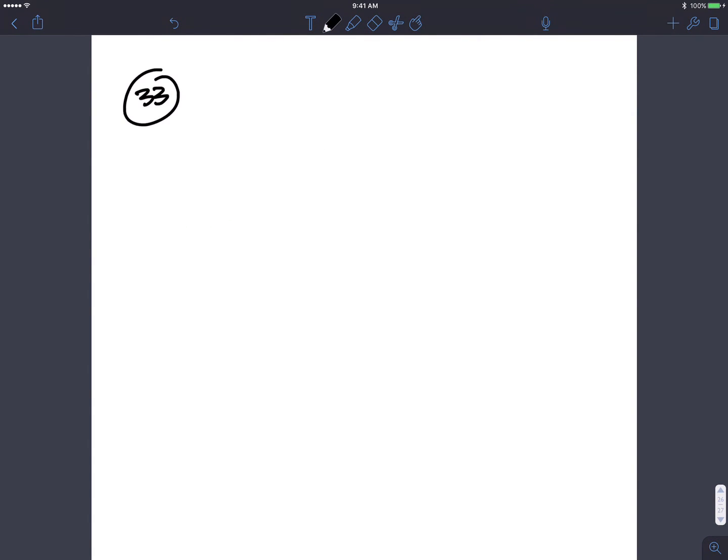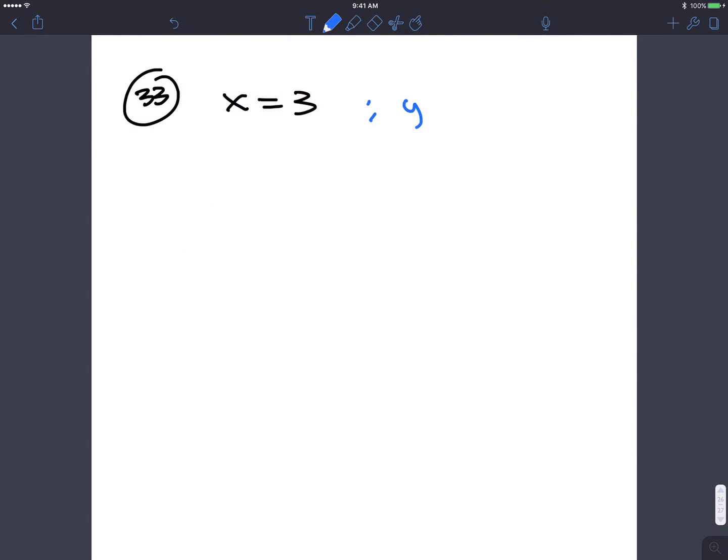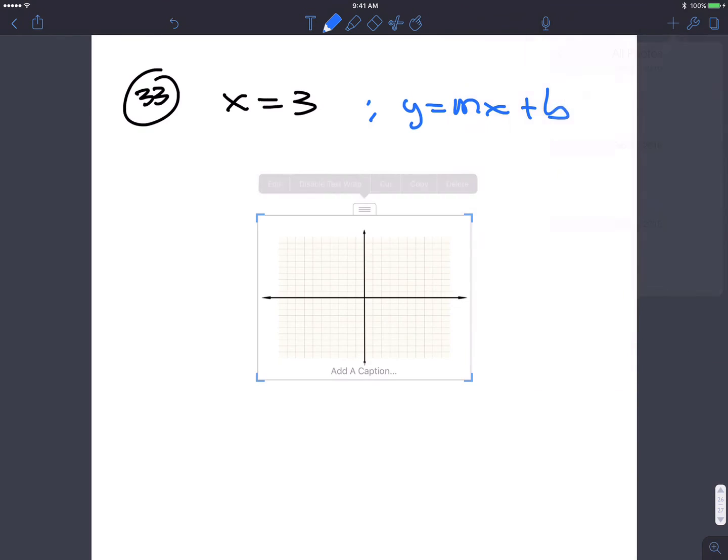Number 33. x is 3. Now, you might say, well, aren't we supposed to write this in y equals mx plus b form, slope-intercept form? And I'll say to you, well, yes, but these are some special cases. What you're looking at here is either going to be a horizontal line or a vertical line. Now, let me look at the graph here and demonstrate something to you before I explain the details of this.